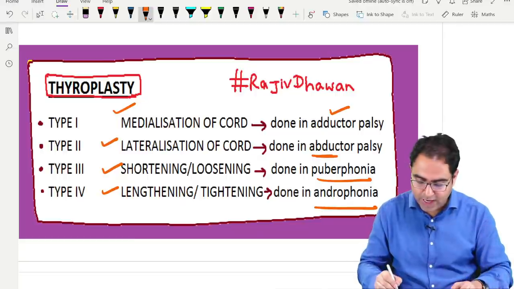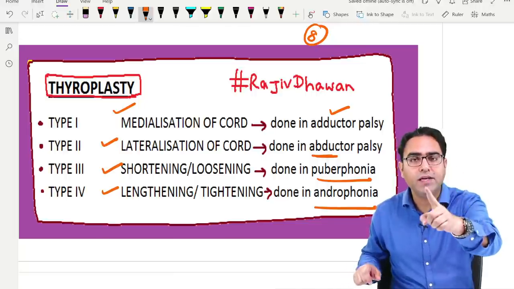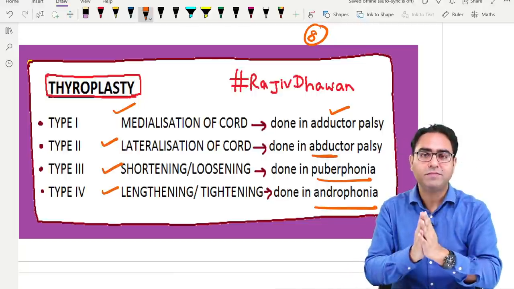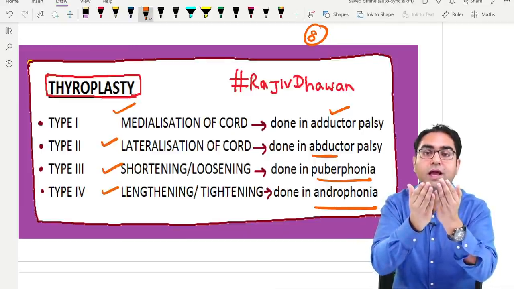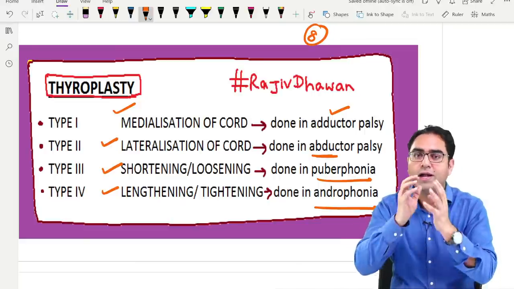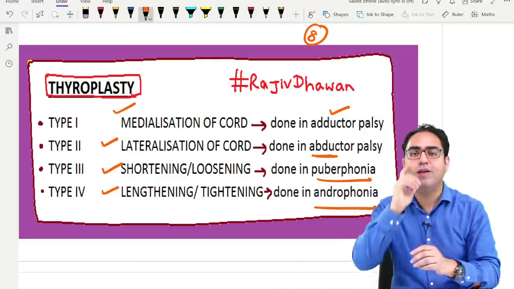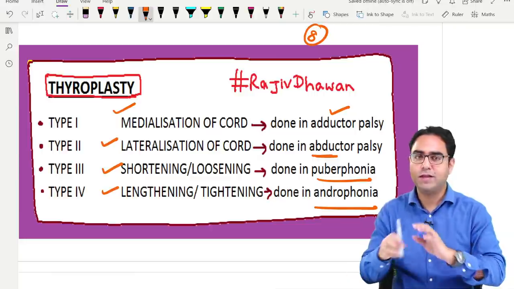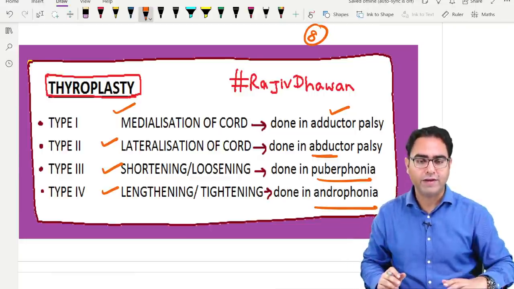8 MCQs right now on the screen, beta. Let us revise. Type 1 is medialization done for adductor palsy. Type 2 is the reverse, lateralization done for abductor palsy. Type 3 is shortening, loosening of the vocal cord done for puberphonia. Type 4 is the reverse of that, lengthening, tightening of the vocal cord done for androphonia, beta. You can take a screenshot, as there are 8 MCQs on the screen right now.